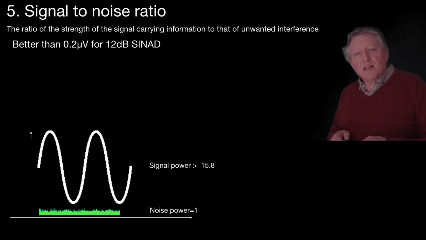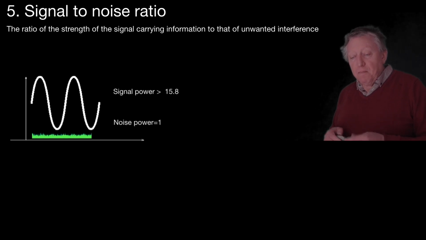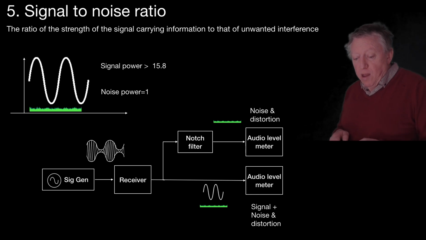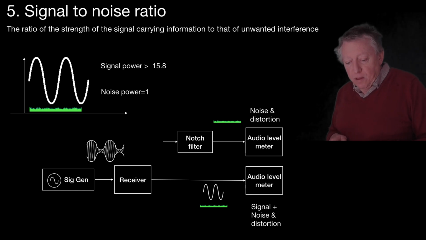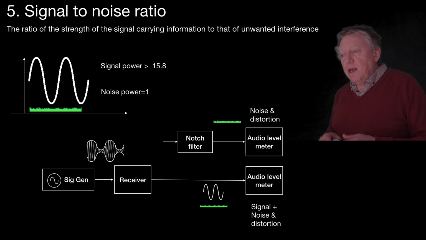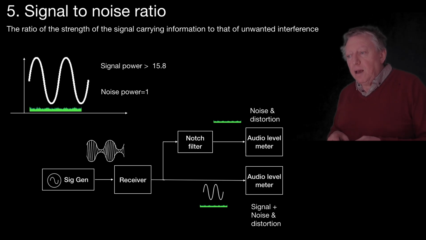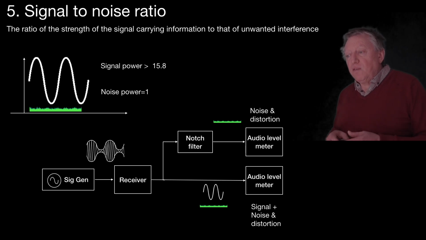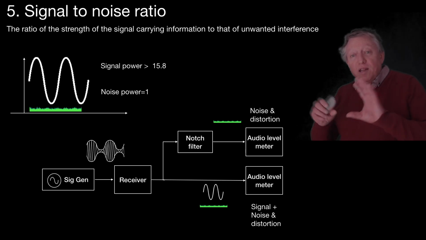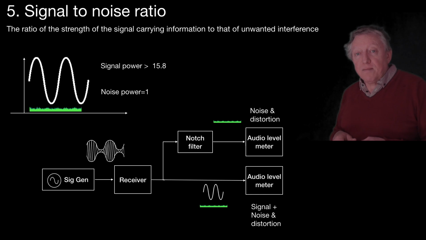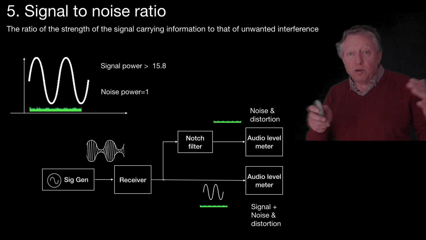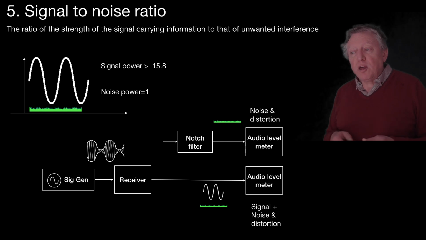Let's have a quick look at a setup on how we might measure signal to noise on the workbench. Well, here we have it then. We have a signal generator which is producing an enveloped output. We have the receiver, we have the notch filter, and we have the two audio level meters. This is exactly the same setup as we discussed in the slides on sensitivity, so no change there.